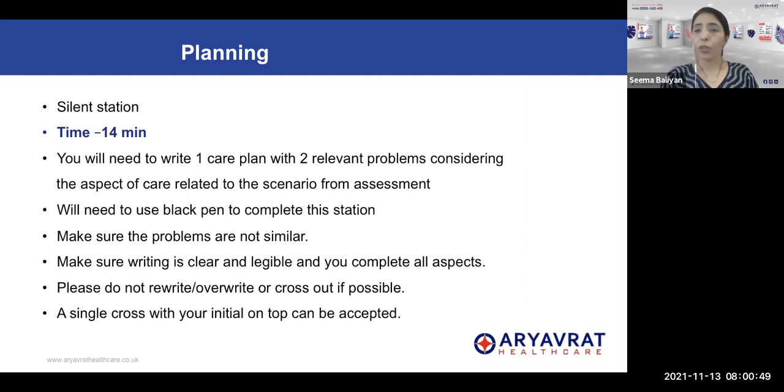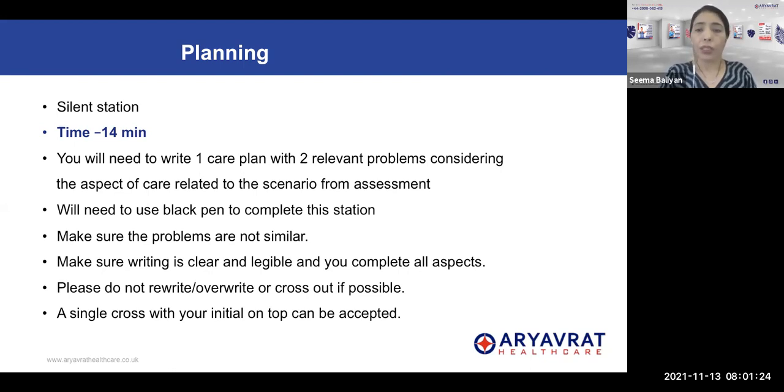And these 2 problems, majority of the time you can decide while you are doing your assessment itself. So for example, if in the assessment you notice that the patient is suffering with pain, or constipation, or finding difficulty in mobility, or having a risk of deterioration, or there is a risk of infection. All these are the types of problems that you can already know when you're doing the assessment. So by the time you reach your planning scenario, you should already have 2 problems in your mind, which you will need to handle as the next step in the planning.